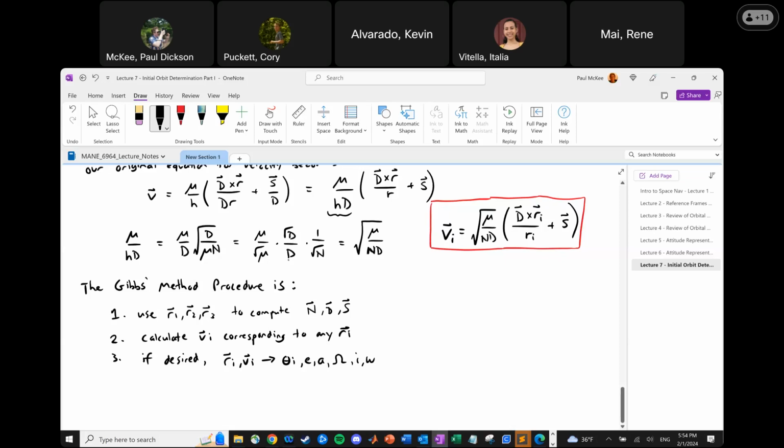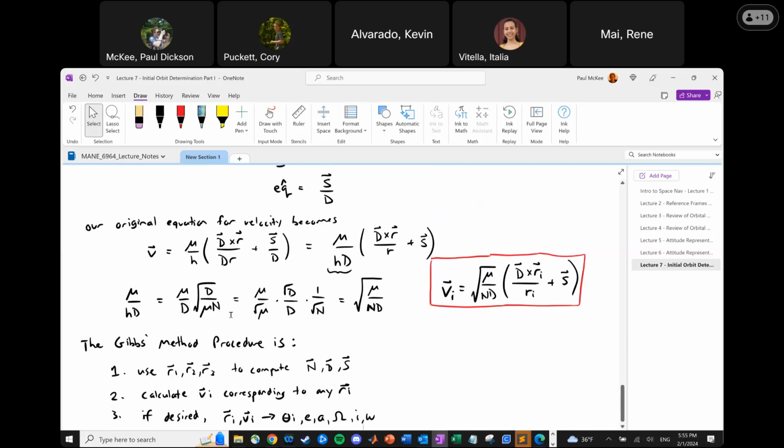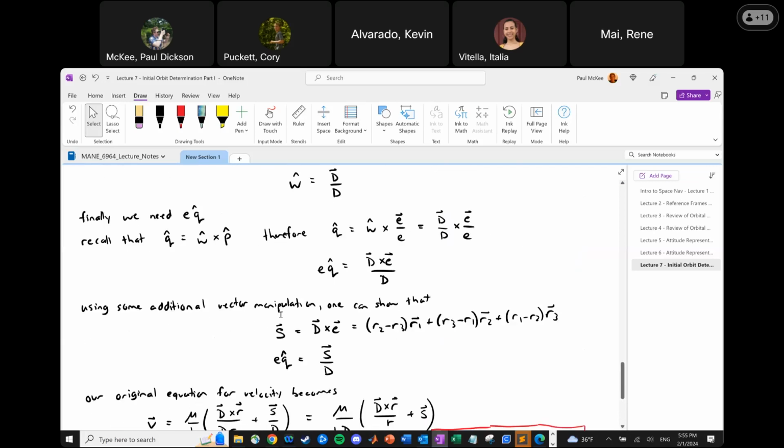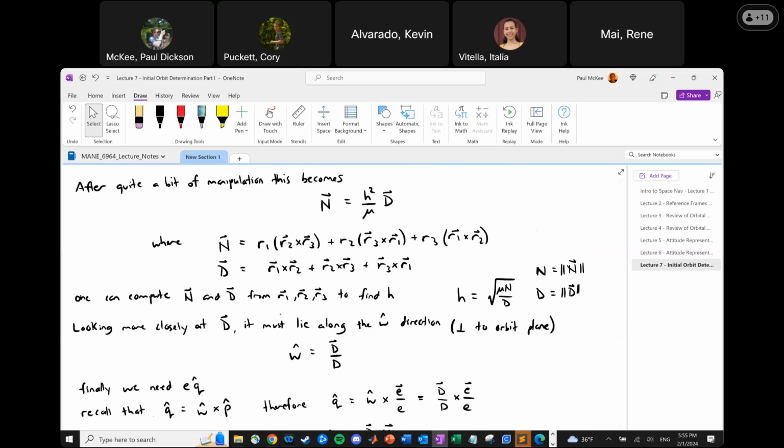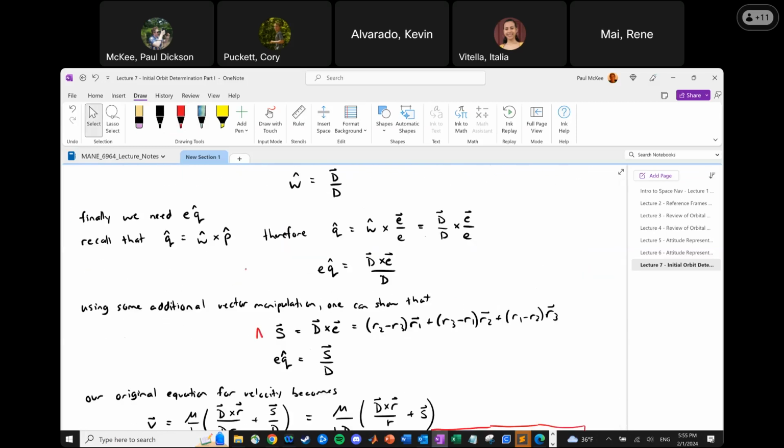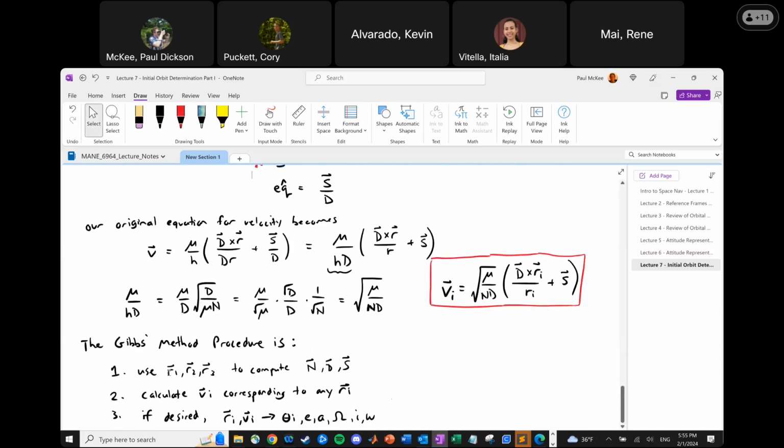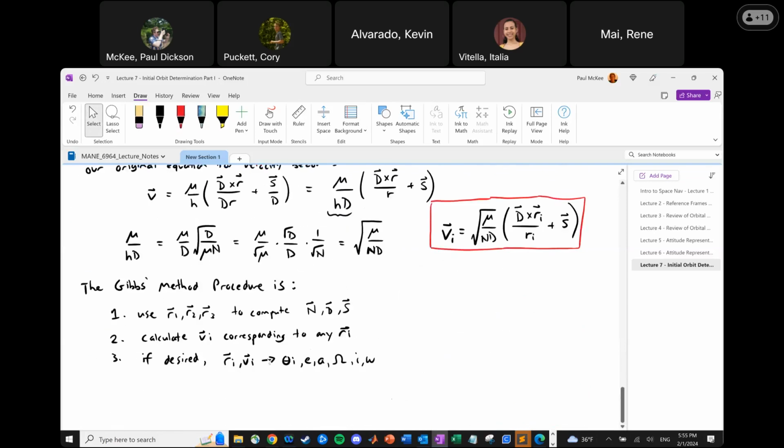So on the homework, what this would look like is, if you wanted to code it up, you would need to write a function that takes in R1, R2, R3, and it computes N, computes D, and if we scroll down a bit, it computes S. And then it uses this equation to find V, and then it spits out R and V. And then you could use a different function, which I'm assuming you might have already written, to go from R and V to the orbit elements, or not.